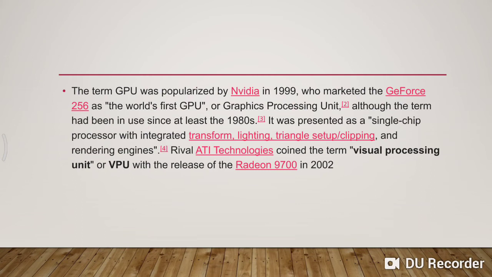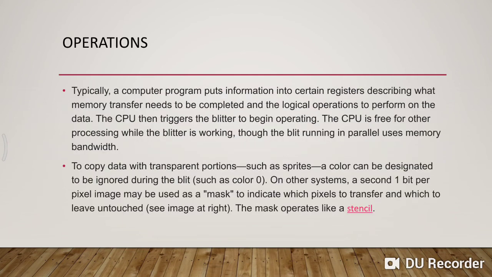The term GPU was popularized by NVIDIA in 1999, who marketed the GeForce 256 as the world's first GPU, or graphic processing unit. Although the term had been in use since at least the 1980s, it was presented as a single chip processor with integrated transform, lighting, triangle setup, clipping, and rendering engines. Rival ATI Technologies coined the term Visual Processing Unit, or VPU, with the release of the Radeon 9700 in 2002.